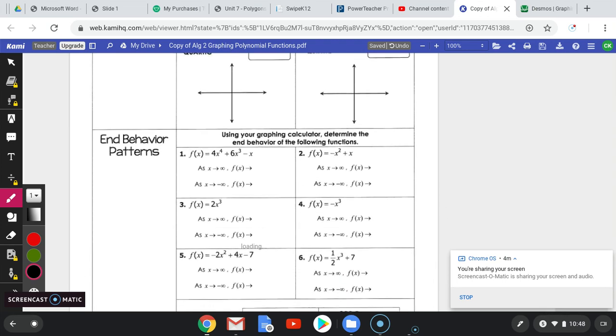As it's loading, yeah, I have to refresh it. Apologize for that.